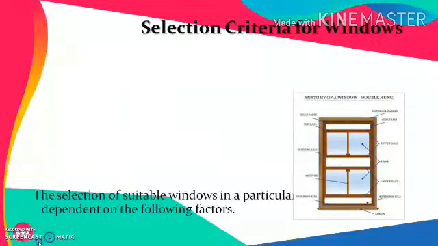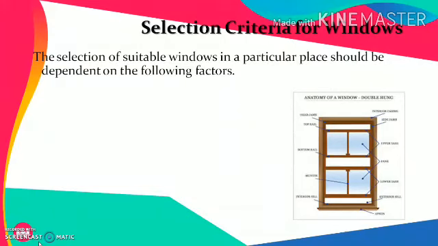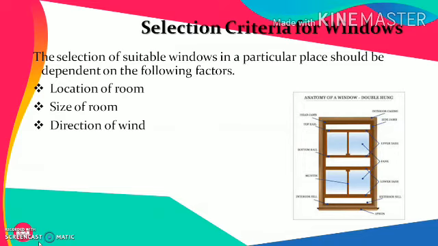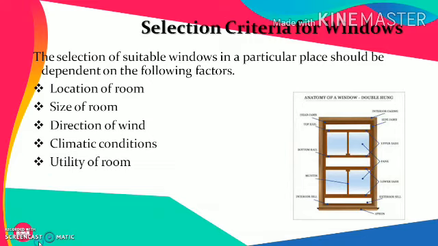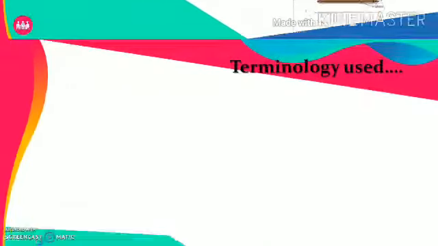So, the selection criteria for windows. The selection of a suitable type of window in a particular place should depend on the following factors. One is the location of a room. Second is the size of the room. Then the direction of wind expected, climatic condition of the area in which the building is located, the utility or the function of a room, and the architectural point of view.